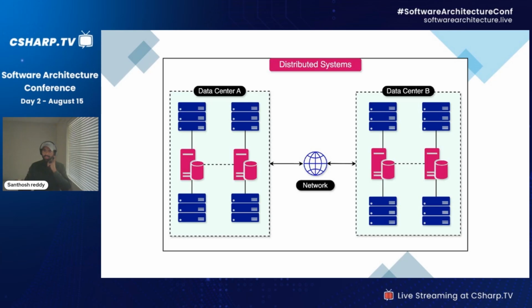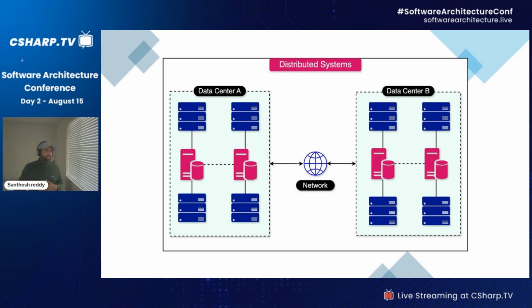So the general way this works is you basically have multiple nodes which are placed in different locations, and then you communicate through these nodes over the network. So that's the difference between having a centralized system and a distributed system.